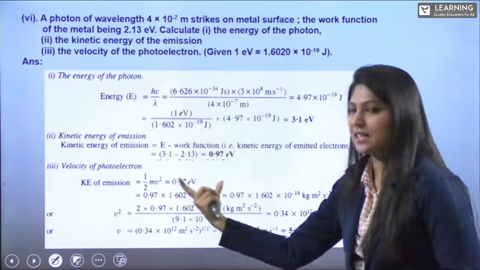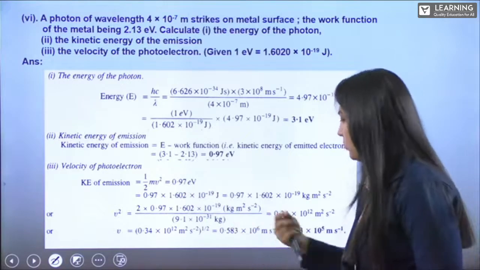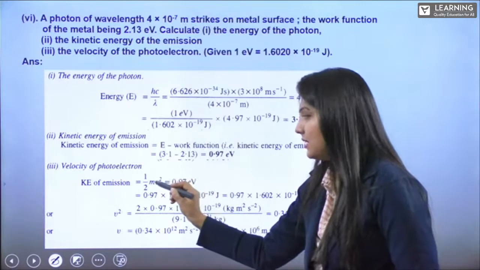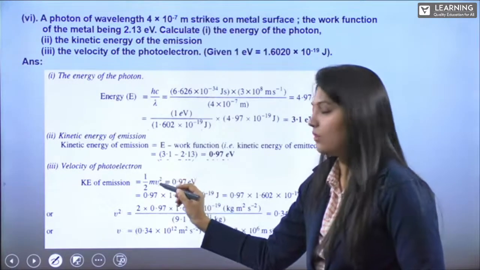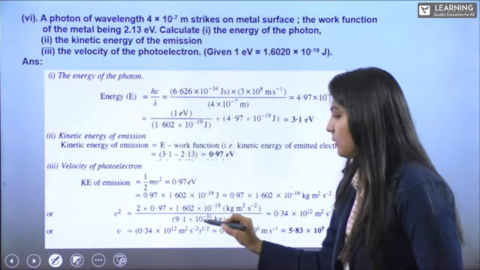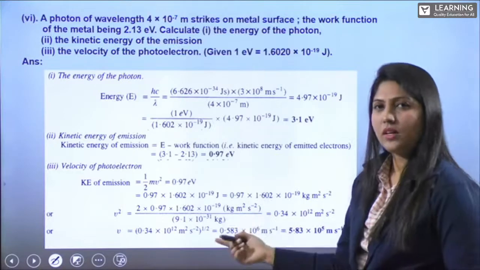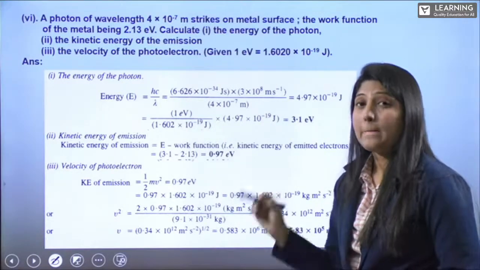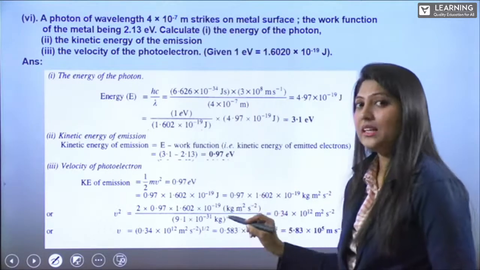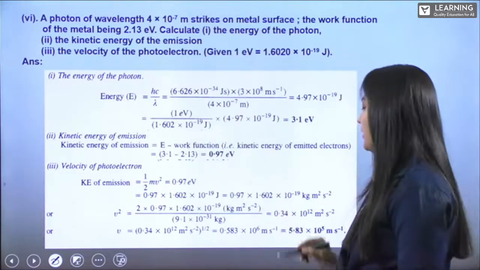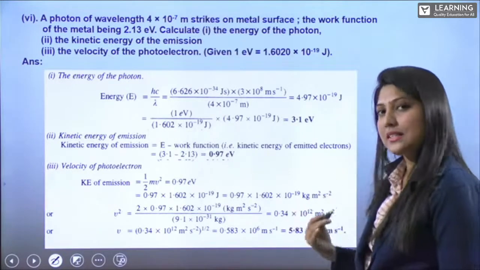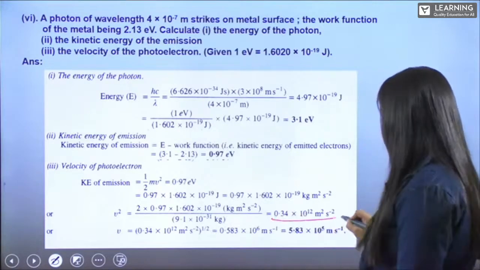So we are taking this kinetic energy and dividing it by the mass. Because mass is in the denominator, when it is transferred it will come to the numerator. So this will give you v square, where the mass of the electron is 9.1 into 10 raised to minus 31 kg. You have to take it in kg here, not in grams, remember that, into 0.34 into 10 raised to 12 meter square per second square. So this is the value you get here.